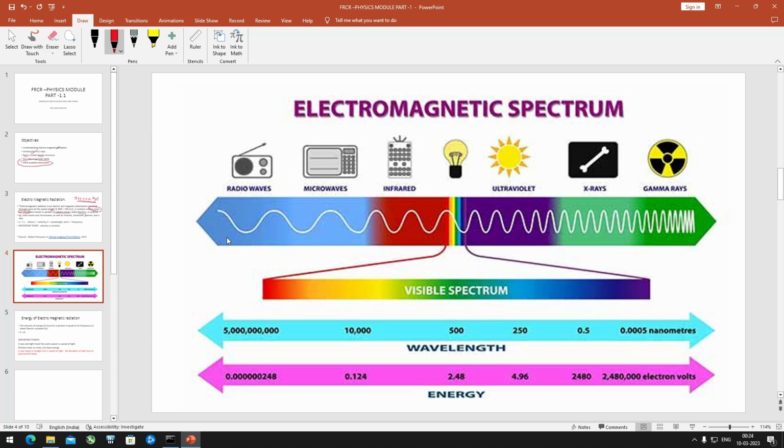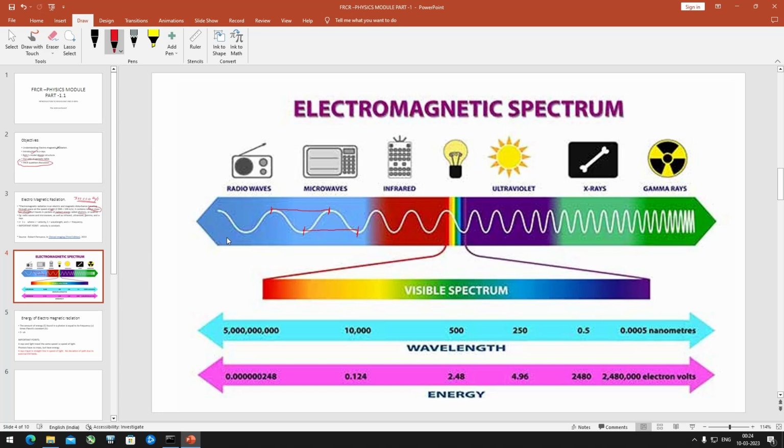What do you mean by wavelength? That is one question you have to understand first. Wavelength represents the distance between two crests or the distance between two troughs. So this is wavelength. This is also called wavelength. It is the distance between the first crest and the second crest, or the distance between the first trough and the second trough.